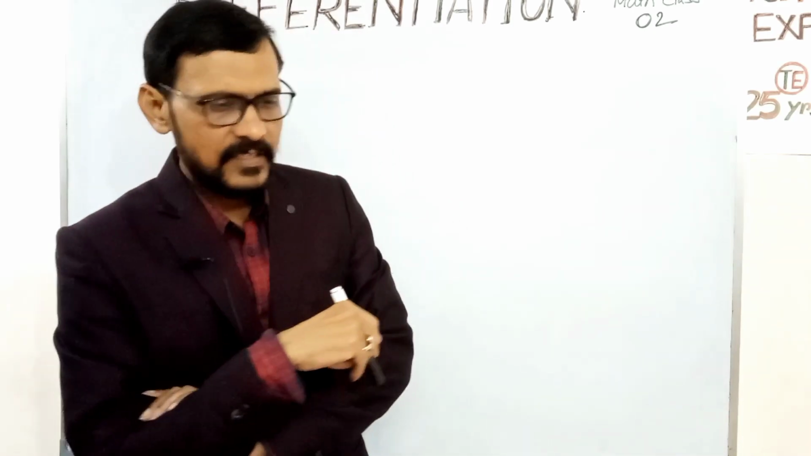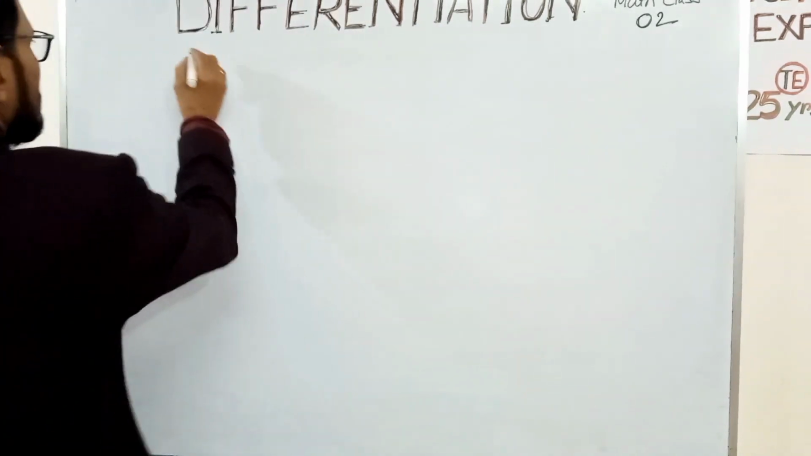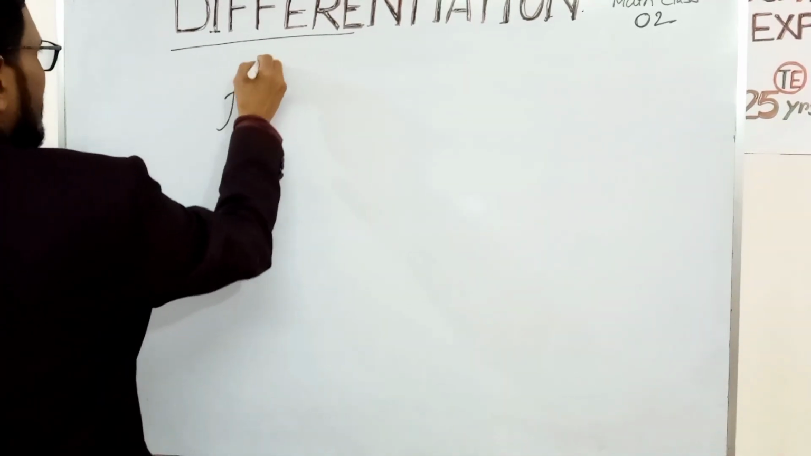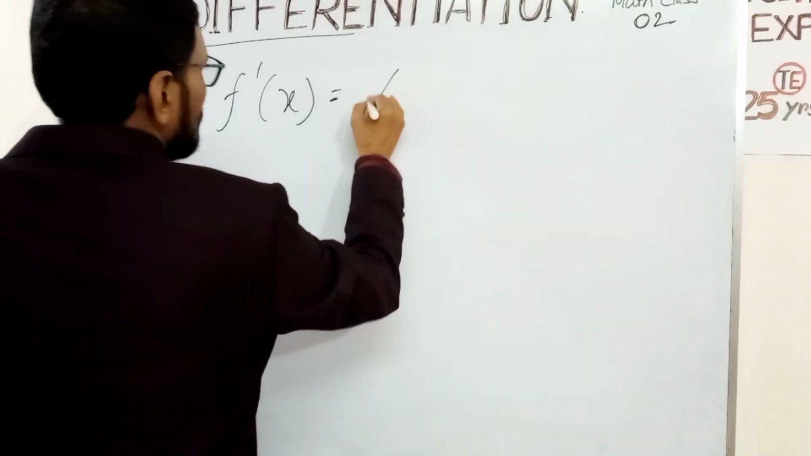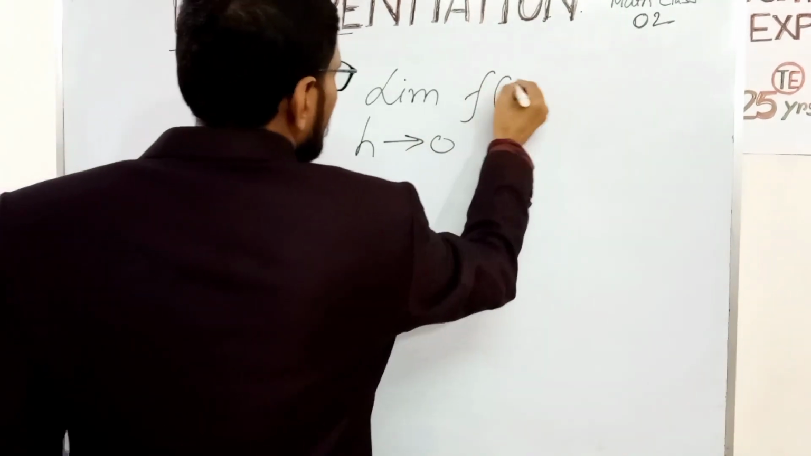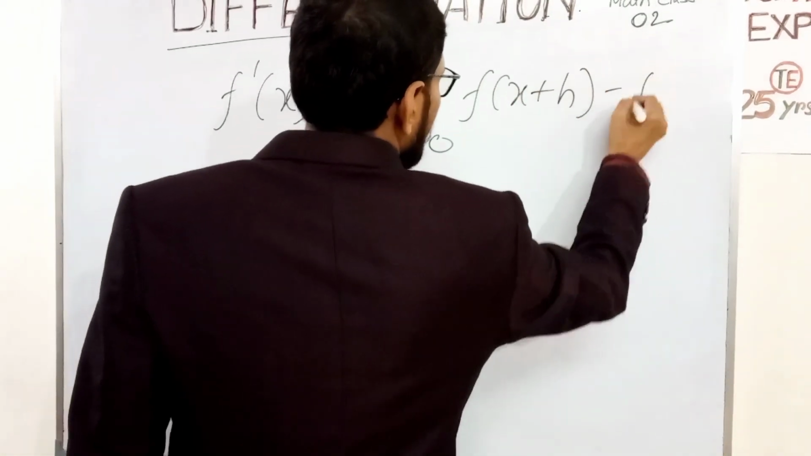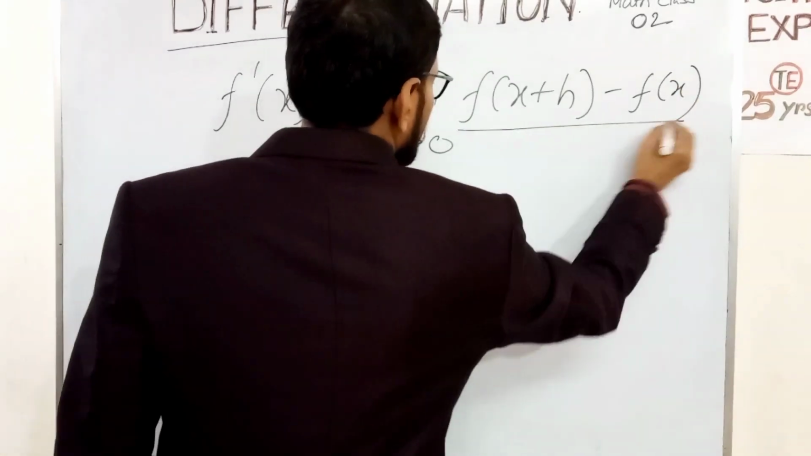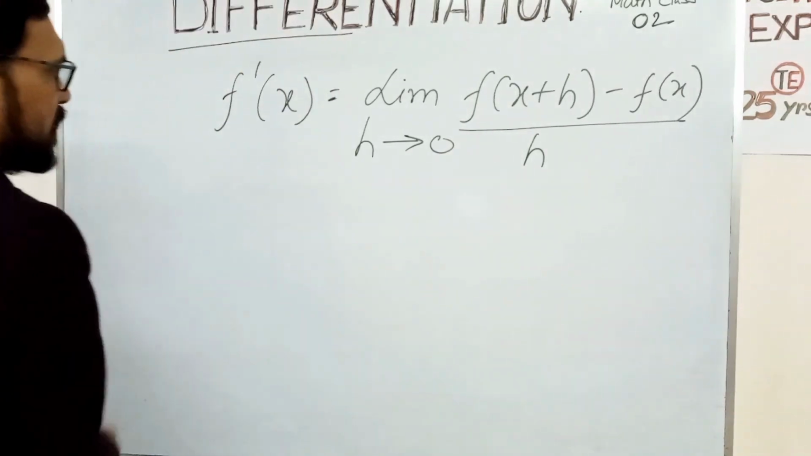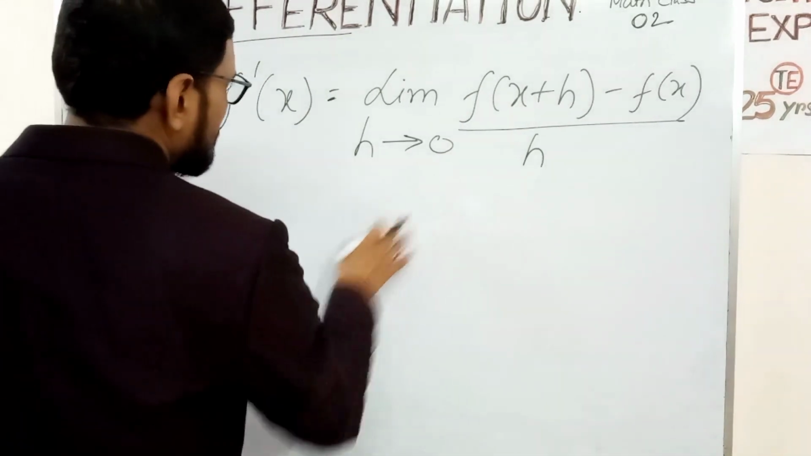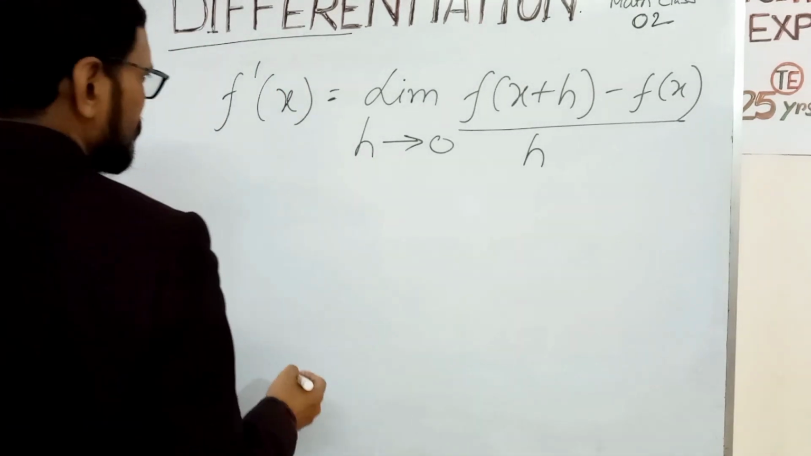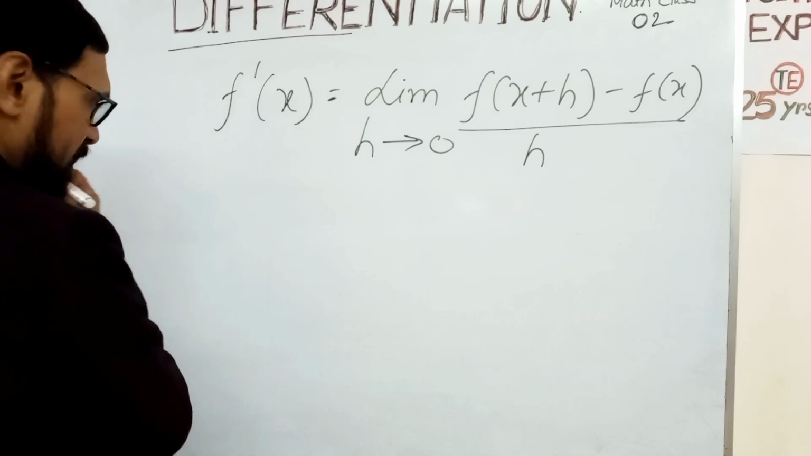Now let's start the class. So we use the formula f dash x equal to limit h tends to 0 of f of x plus h minus f x by h. This is called the first principle of the derivative, or the definition of the derivative. So we use this limiting formula to find the derivatives of all elementary functions.